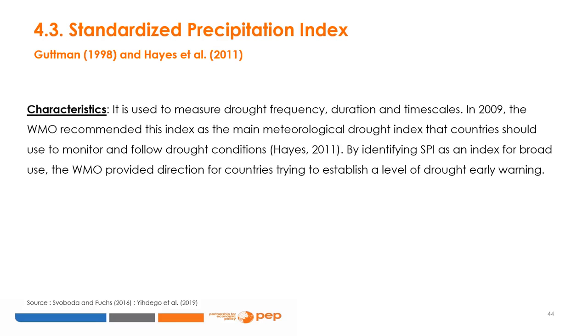Let's look at the standardized precipitation index, the SPI. This index is used to measure drought frequency, duration, and timescales. In 2009, the WMO recommended this index as the main meteorological drought index that countries should use to monitor and follow drought conditions. By identifying SPI as an index for broad use, the WMO provided direction for countries trying to establish an early warning system for indications of drought.